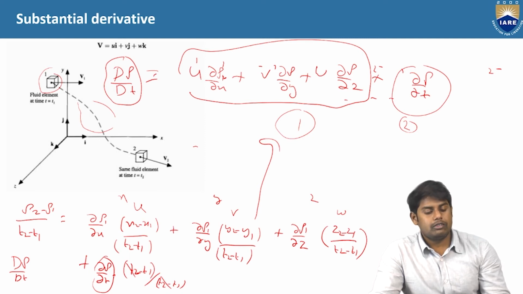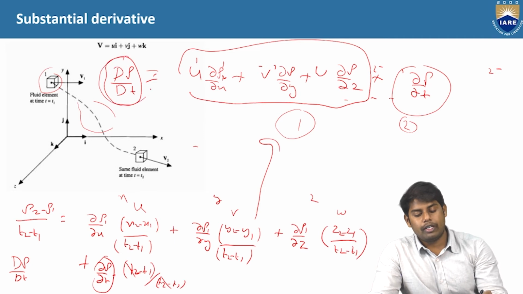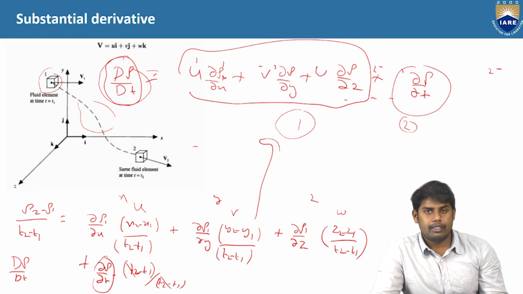Okay, so this ∂ρ/∂t, let's say. You can see that it's a material derivative of the density. Instead of density you can use temperature, you can use velocity, or any other quantity which we have. Okay.